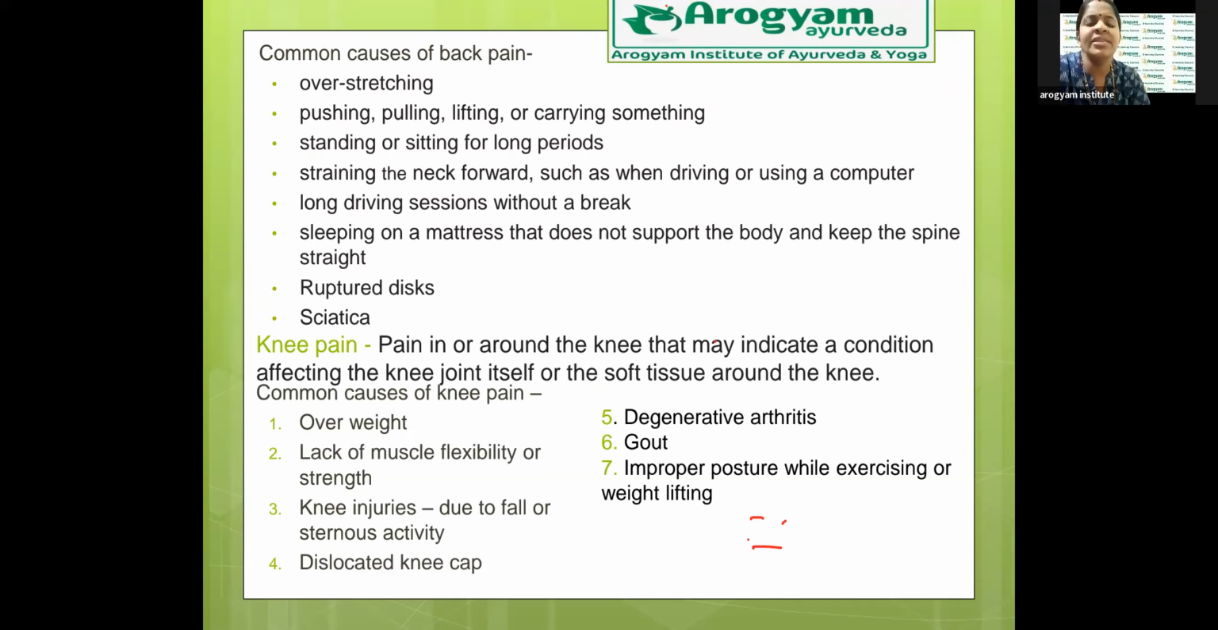इसमें कुछ सूजन और कुछ पेन हो जाए, that is called as gouty arthritis. इसका कारण increased uric acid levels भी हो सकता है, and हम इसे आयुर्वेद के परिभाषा में वात रक्त बोलते हैं, वात रक्त. Then improper posture while exercising or weight lifting. अगर हमारा posture अच्छा नहीं है, ठीक नहीं है एक्सरसाइज करते समय और ज्यादा weight lift करते हैं, so it is also the cause for knee pain.